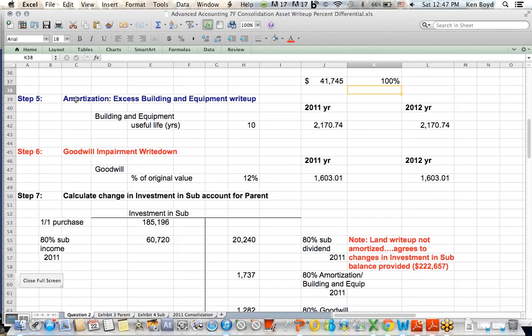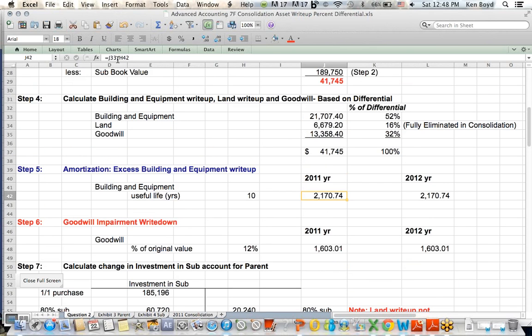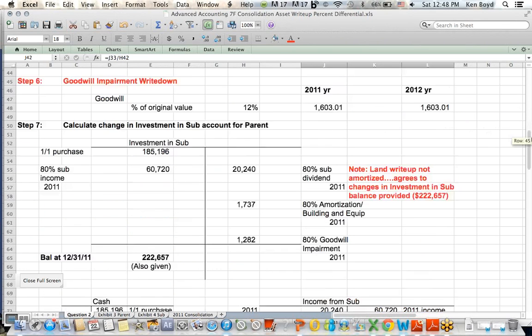We find out in the question that the excess building and equipment write-up is amortized over 10 years, happens over a two-year period. The question asks about 2011 and 2012. So if I take the total amount of the write-up for building in blue divided by useful life in green, I get the annual amortization.